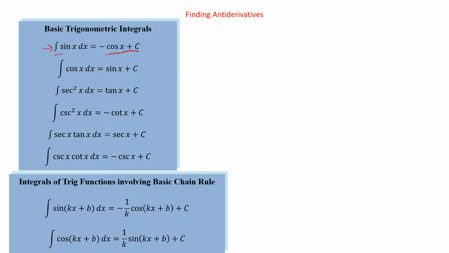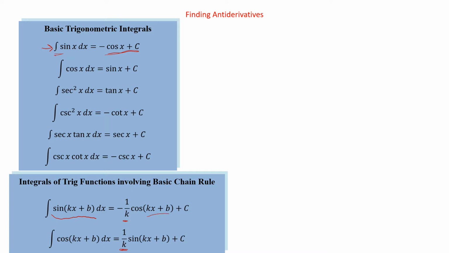If we were to take the derivative of something like that, we'd have cosine of kx plus b times the derivative of that, which would be k. So to get rid of that, instead of multiplying by k, we have to divide by k, and that's where you get these things over here. The b being a constant, the derivative of the b is nothing. So we don't have to worry about that.